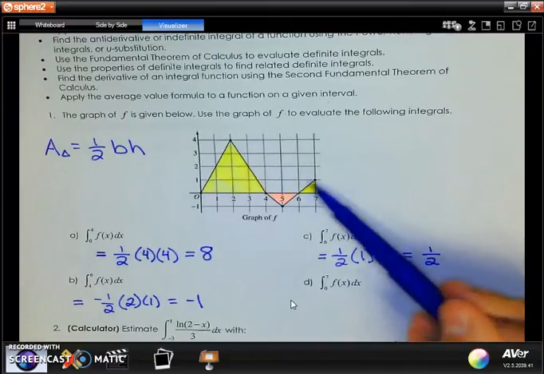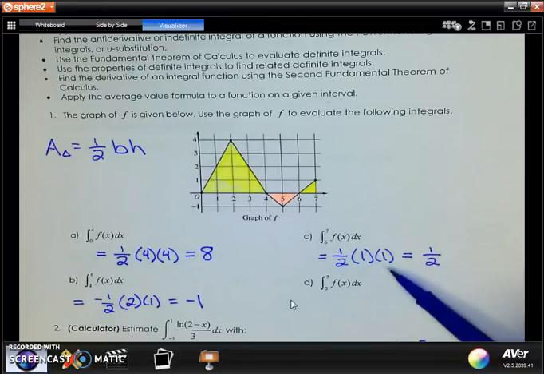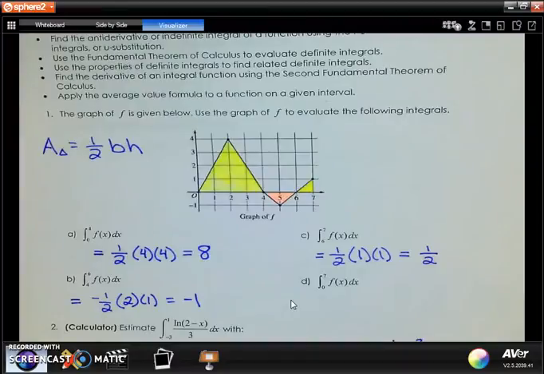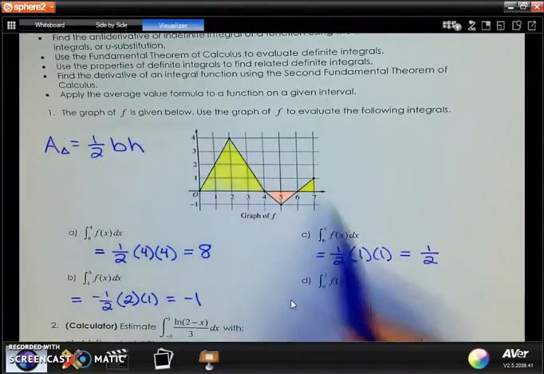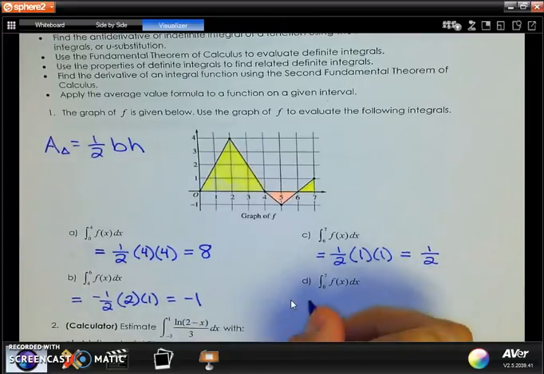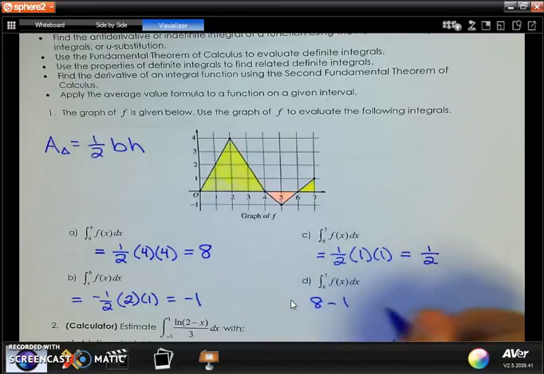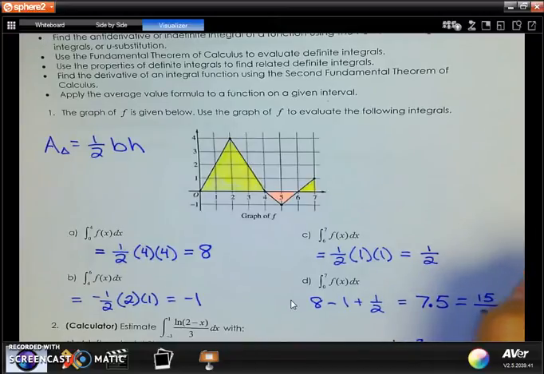For part C, it was the area of just this triangle. It's going to be 1/2 base times height. It's above the x-axis, so I don't need to worry about anything being negative, and I got a 1/2 there. So to find the area of the entire interval from 0 to 7, I'm just going to take those 3 pieces and add them up. So we have 8 minus 1 plus a 1/2, and you'd get 7.5, or even better, I like 15/2.